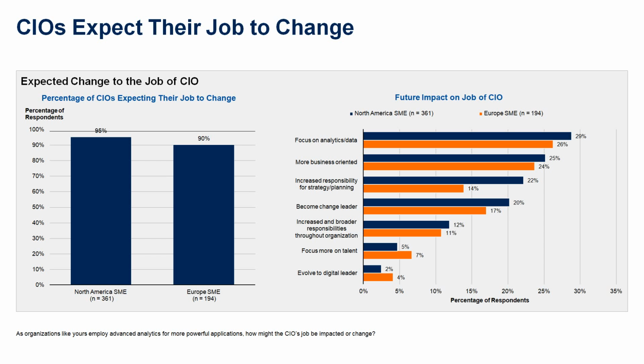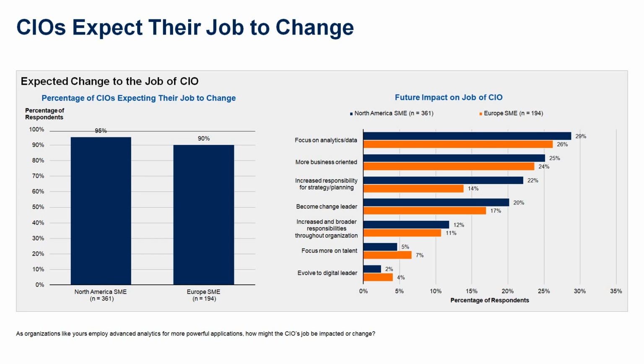Right. So in general, when a CTO or a CIO is getting into a job, what is the future thought process of the CTO? There were statistics where we see in North America it comes around 95 percent, and Europe 90 percent, for 361 and 194 respondents of CIOs, and they focus mainly on the analytics and data.